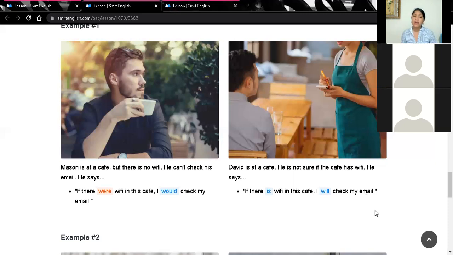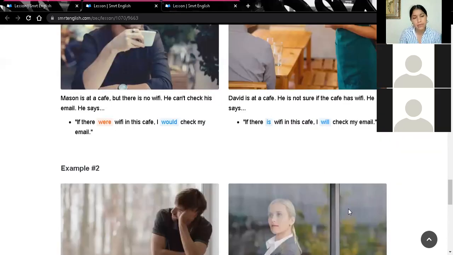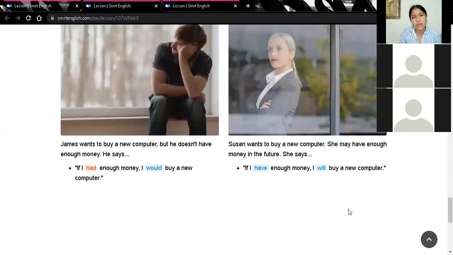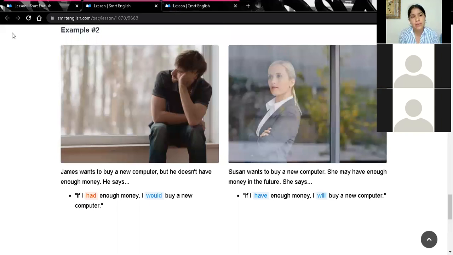Is the difference clear between the past tense with if and the present tense with if? Yeah, I think so. Okay. Next, examples 2. Jose, can you help me to read the first example, please?